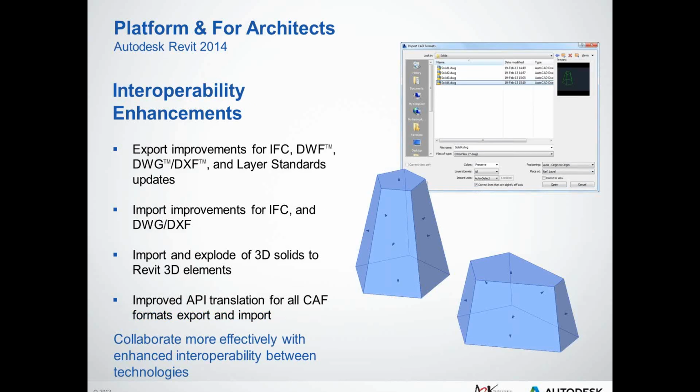There have been a number of enhancements inside the importing and exporting of, I guess, non-Revit related file information. We can see here that there's been some updates applied to layering standards when exporting out into DWG format in particular. And probably a more significant improvement that we have is on the importing of, say, DWG files.